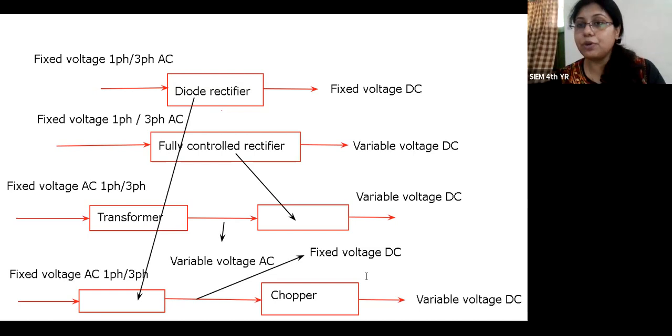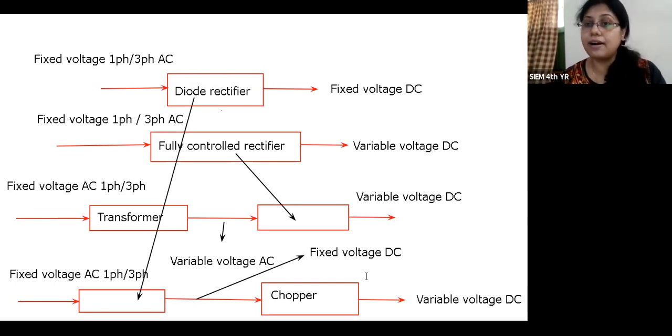Similarly, if on our input side we have fixed voltage, single or three-phase AC, but we want variable voltage AC, we can use either a cycloconverter or an AC voltage controller. The cycloconverter can help us change the frequency, whereas the AC voltage controller can change the magnitude of the AC voltage. Okay.